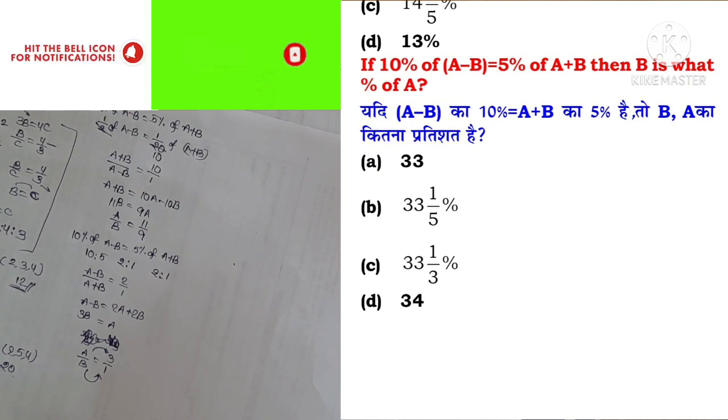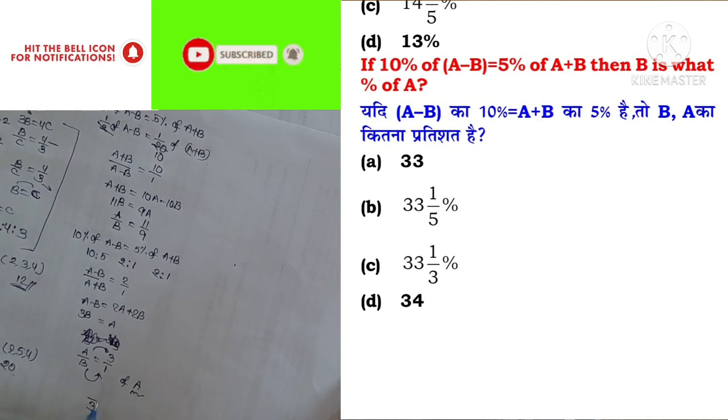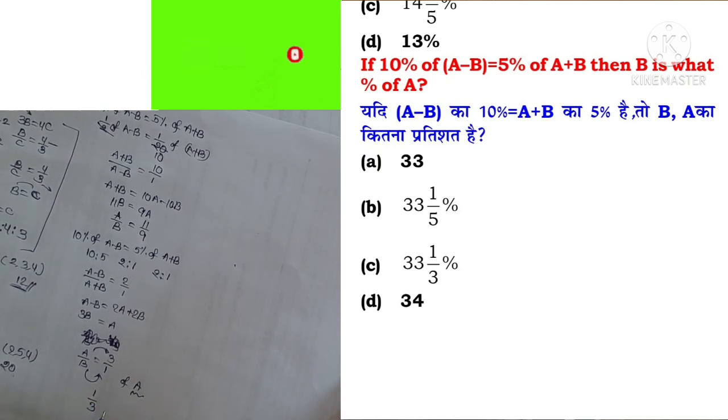Then b is what percentage of a? Here we are comparing with a, so a should be written in the denominator. 1 by 3 into 100. So the value is 33 1 by 3 percentage.